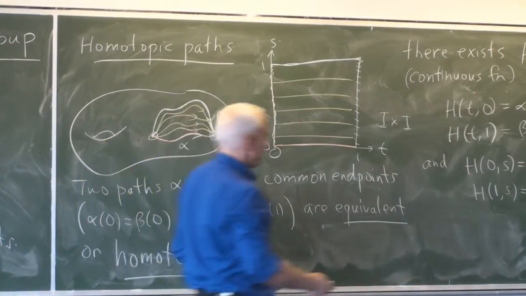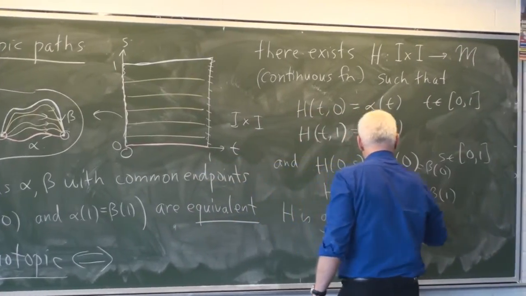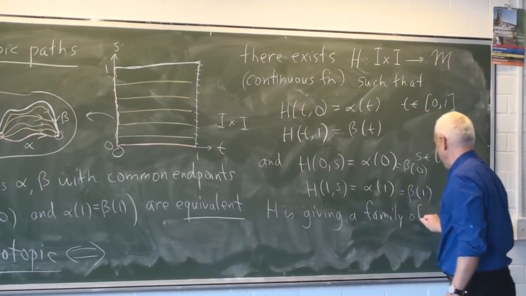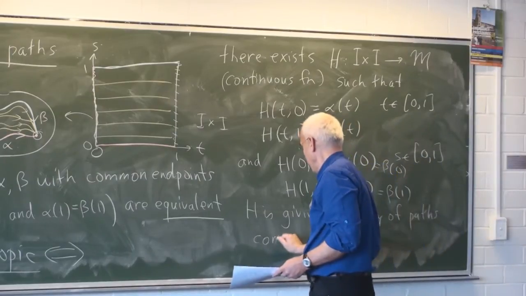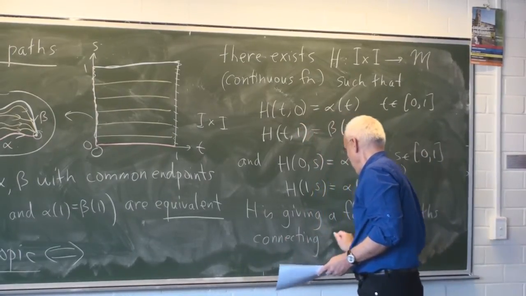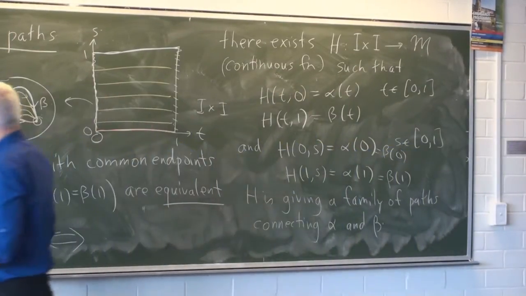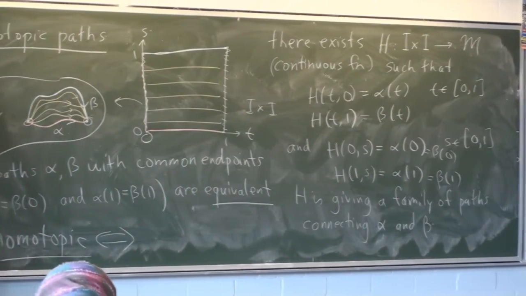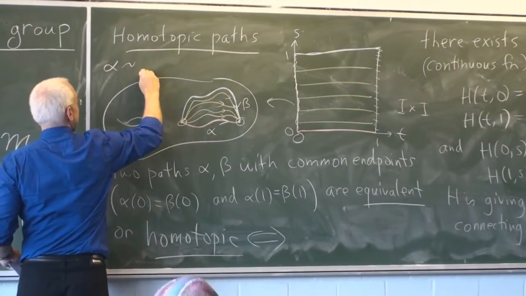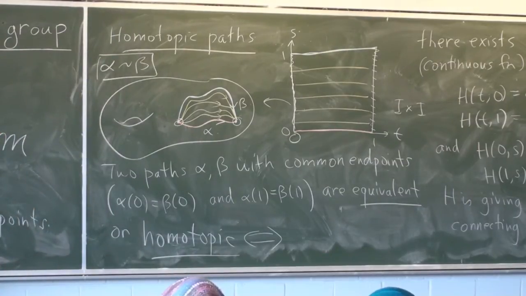So essentially then H is giving us a family of curves or paths connecting alpha and beta. And how do we represent this notion of homotopic or equivalence? We represent it with this symbol here. We'll write alpha tilde beta. So that's going to be our notation for alpha and beta being homotopic or equivalent.